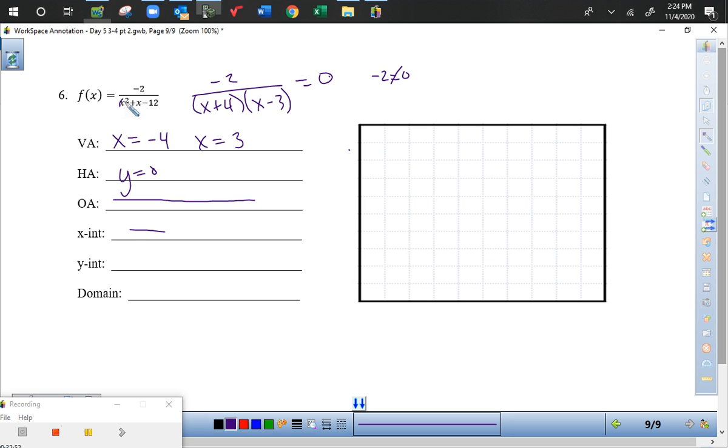Y-intercept, you're plugging in 0. We do have one of those because -2 divided by -12 is 1/6. Domain, I'm stopping at 2 spots here. -4, and then from -4 we go to 3, and then 3 to infinity.